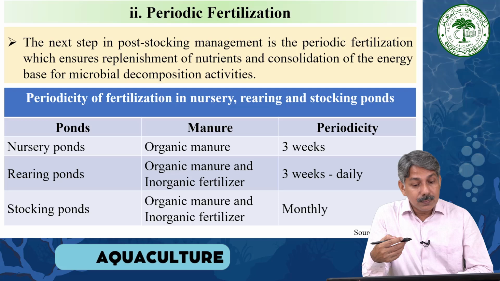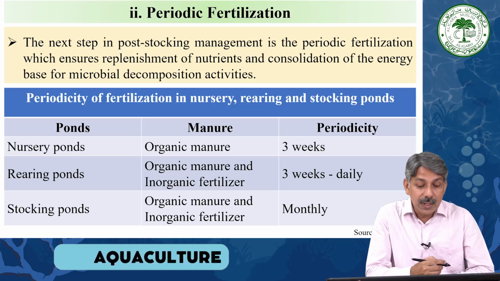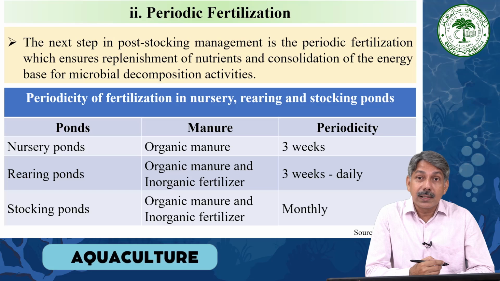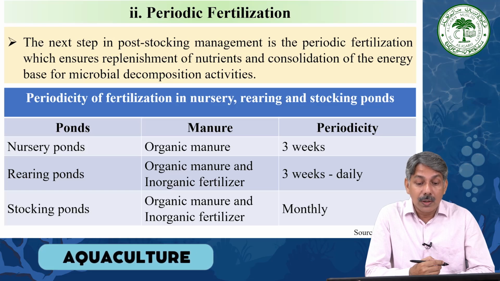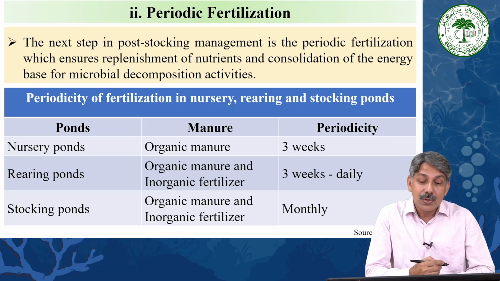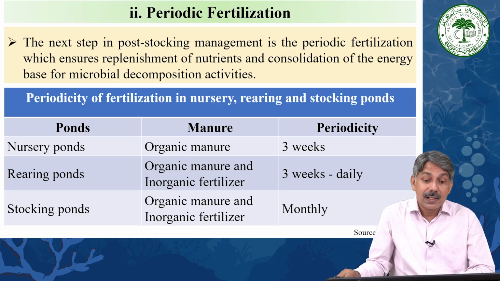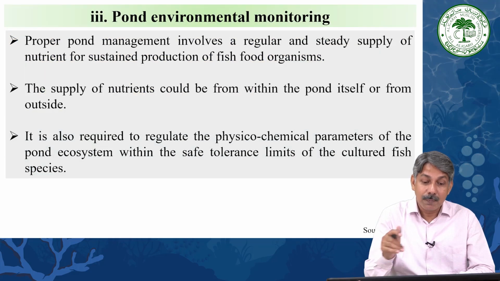Since we are here discussing mainly semi-intensive aquaculture, and we are depending on natural productivity as well, that natural productivity needs a supply of nutrients, and we will have to take care of the supply of nutrients through organic manure as well as inorganic fertilizers. So periodic supplementation of these manure and fertilizers is necessary.